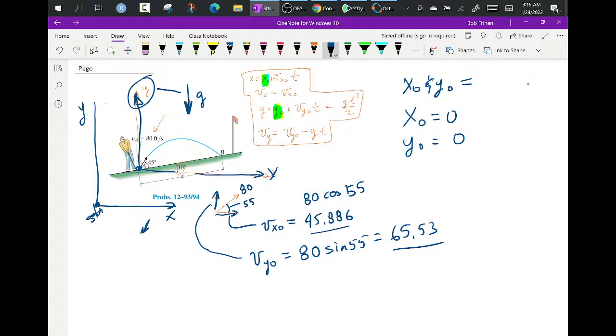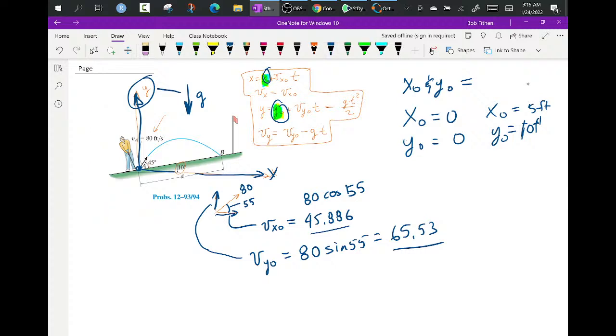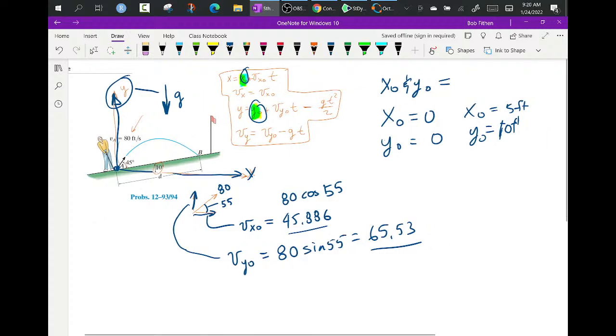Why make this not equal to 0, like x0 equal to 5 foot and y0 equal to 10 foot? That gives you something more to put in your equations. Now, there are times in which it's difficult to decide where you need to put it, and I'll work a problem like that in a second.